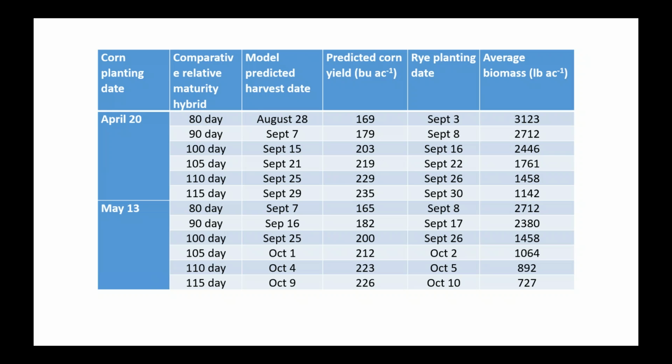What I find when I talk to farmers who are committed to cover crops is that sometimes a few bushels per acre difference is not make or break, right? If they can get more cover crop growth, that's what they're looking for. So this kind of summary gives us an opportunity to know what's possible, right? As I already showed you, those predicted harvest dates range between these different comparative relative maturities in about a month.